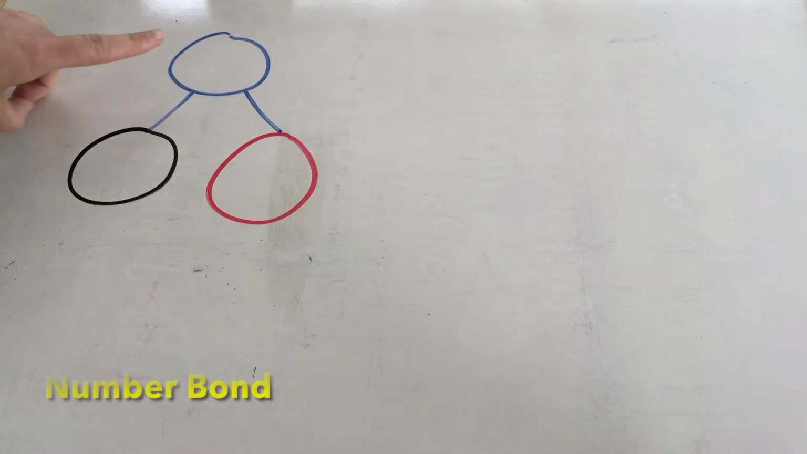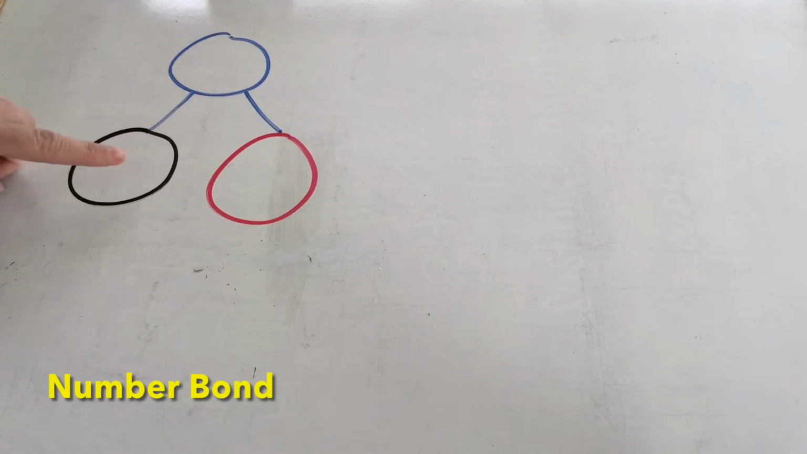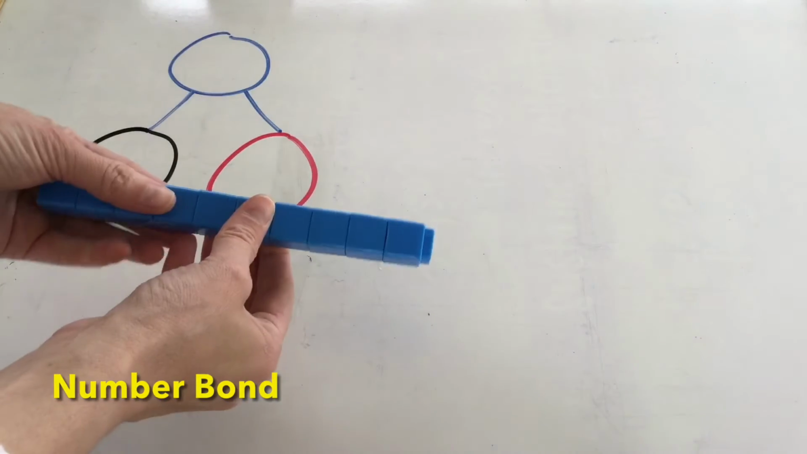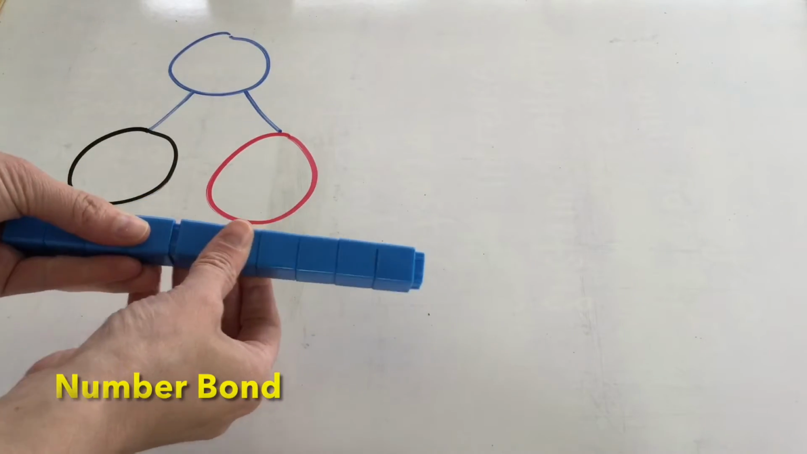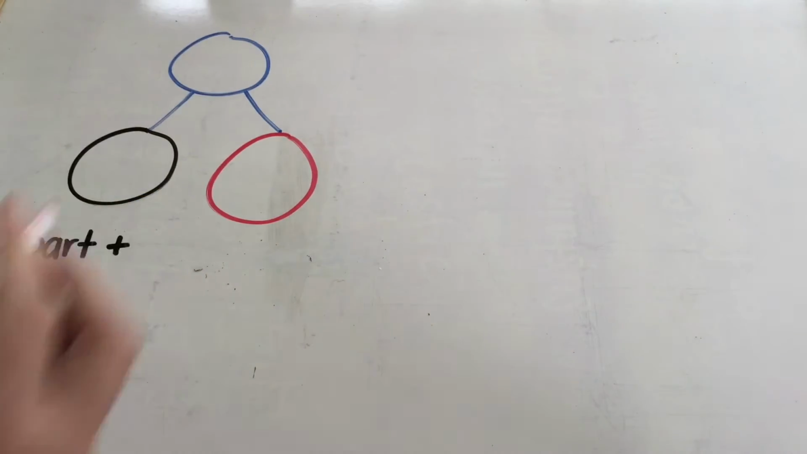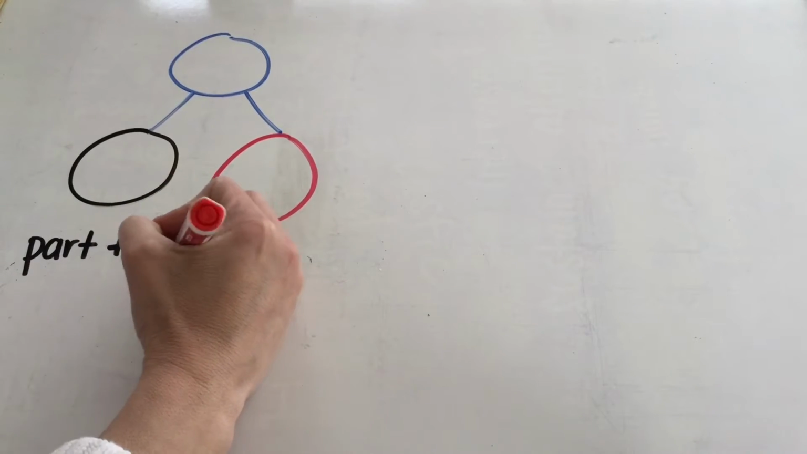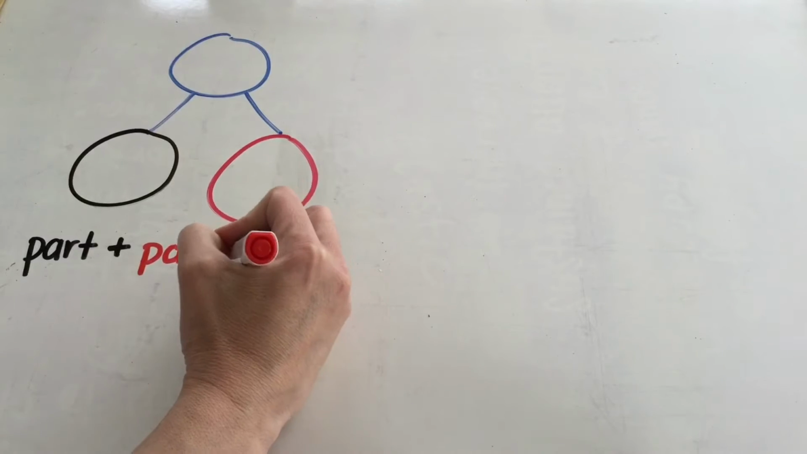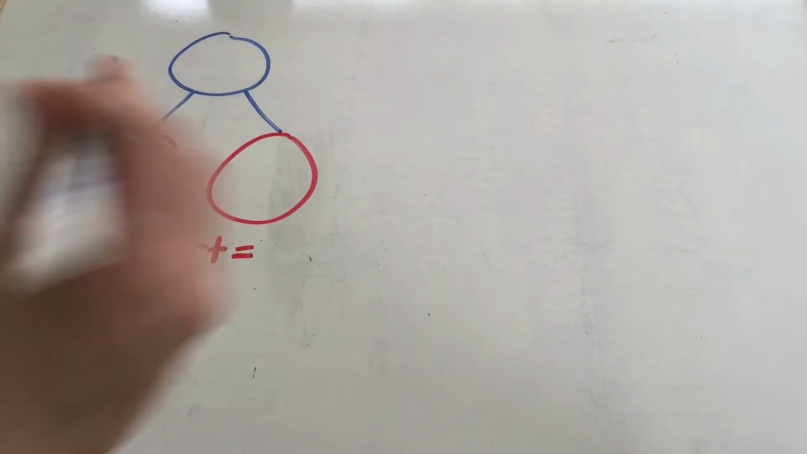First, let's look at the number bond. The whole, the part, and the part are the three parts of the number bond that we'll use to break apart our numbers. Now, the number bond can be used to model addition with part plus part equaling the whole.